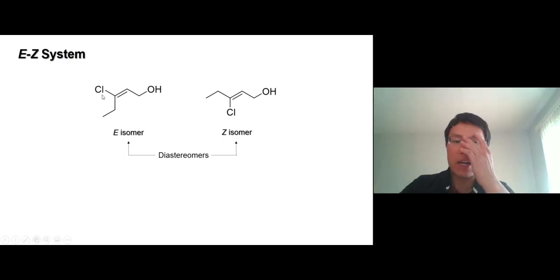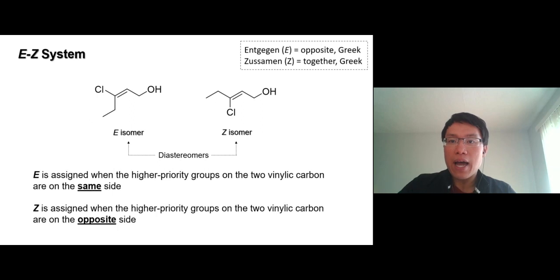This is how the E and Z system works. E comes from German, I think. The professor told me it sounds like German, zusammen, meaning together. And in German, entgegen means opposite. So E means opposite. Z means together, in the same direction. Similar to cis or trans.